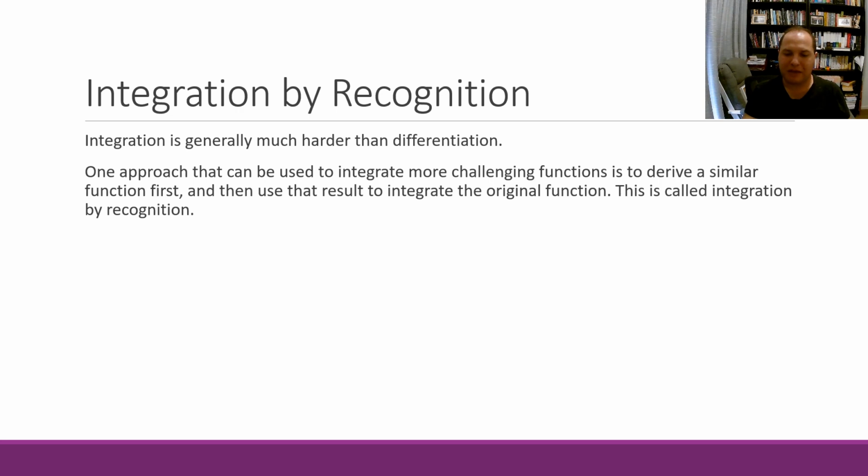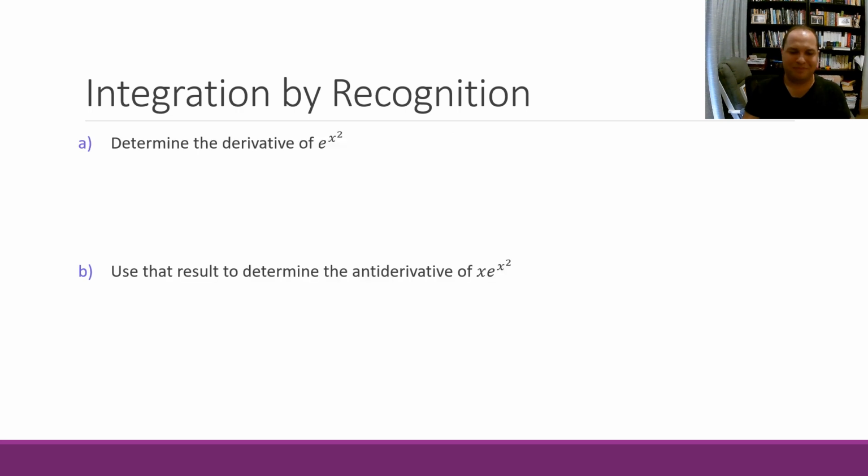One approach we can use is to derive a similar function first. Then after we derive the similar function, we can make some adjustments to work out what the integral of the function we've been given is. This is called integration by recognition. It's probably a bit wordy to get used to, so it'll be best if we just do an example.